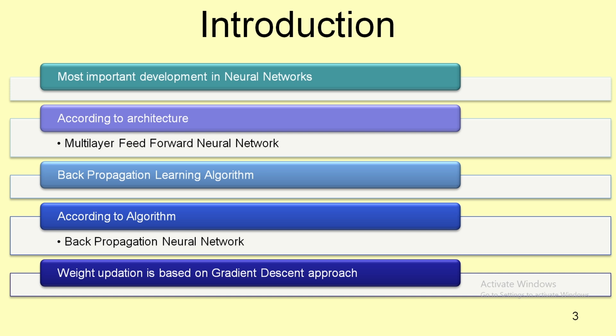According to architecture, one can call this neural network model a multi-layer feed-forward neural network model. According to the algorithm, since this model is trained using an algorithm called the backpropagation algorithm, it is called the backpropagation neural network. And the weight updation process as well as the bias updation process follows an approach called gradient descent, which we will see in detail in subsequent presentations.